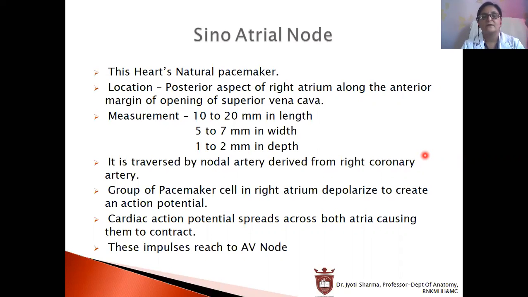Measurement: 10 to 20 mm in length, 5 to 7 mm in width, and 1 to 2 mm in depth. It is traversed by nodal artery derived from the right coronary artery.